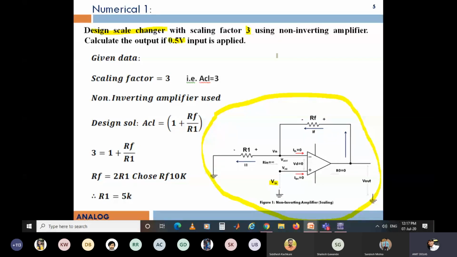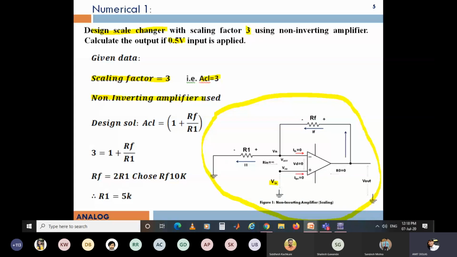And calculate the output if 0.5 volt input is connected. Means we have to design a non-inverting scaling amplifier with scaling factor 3, as well as calculate the output voltage if the given input voltage is 0.5 volt. So given data is scaling factor is equal to 3, that is nothing but closed loop gain is equal to 3. Non-inverting amplifier is used. This is also given.